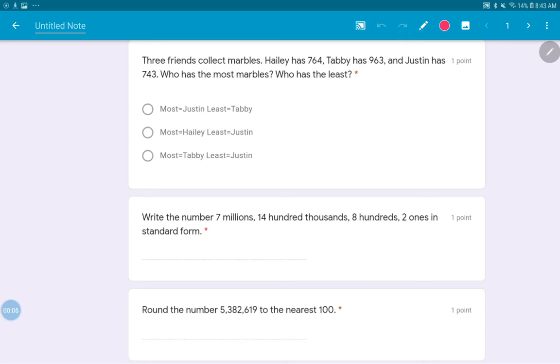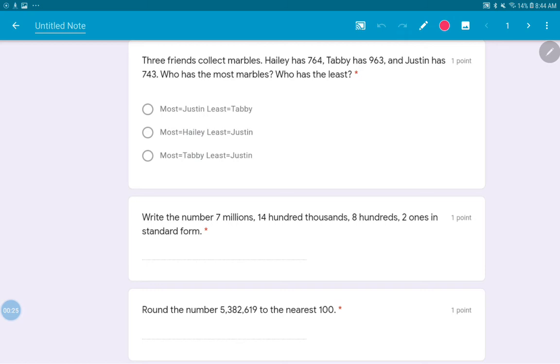Alright, let's look at the first one. Three friends collect marbles. Haley has 764. Tabby has 963. And Justin has 743. Who has the most marbles? Who has the least?